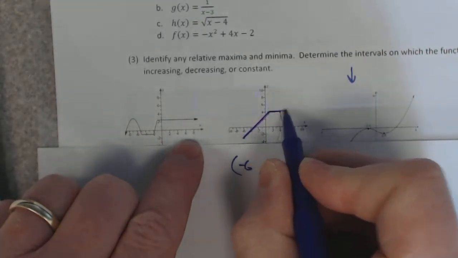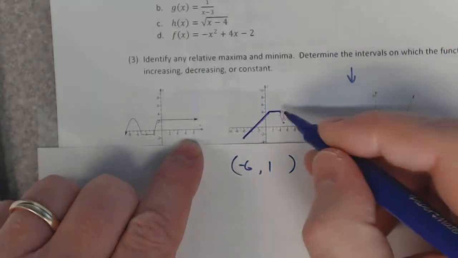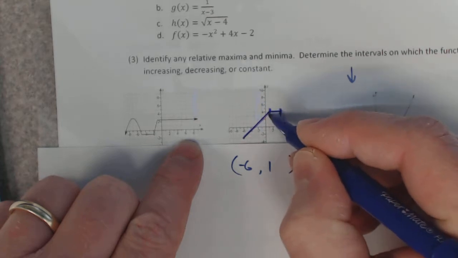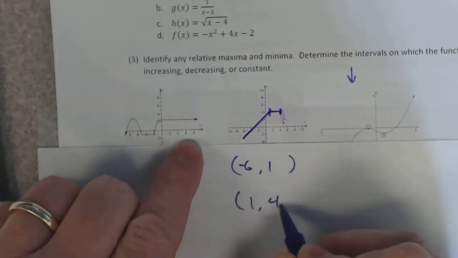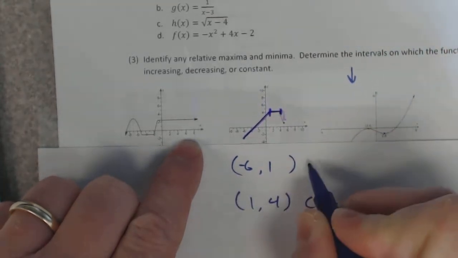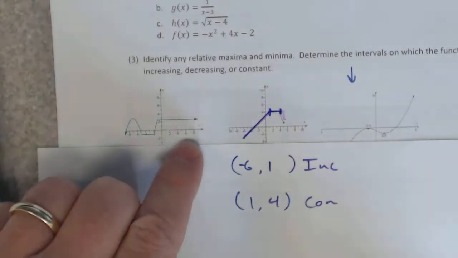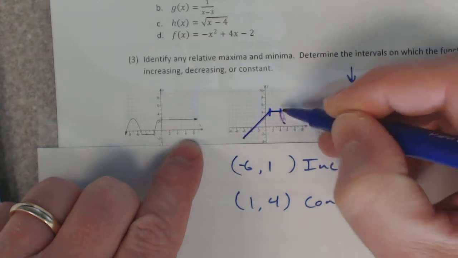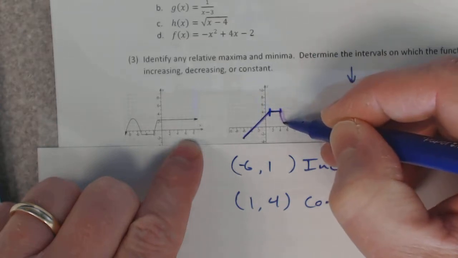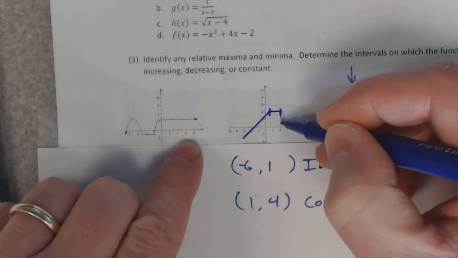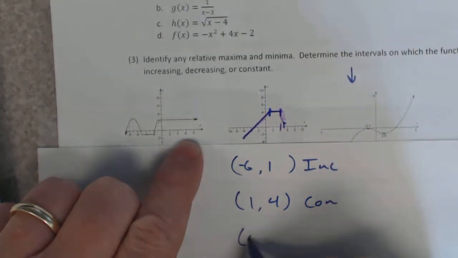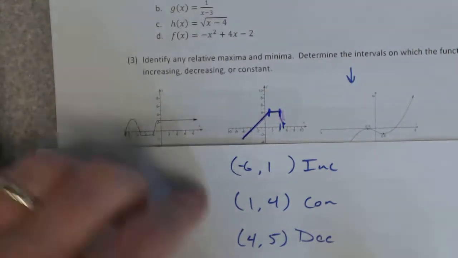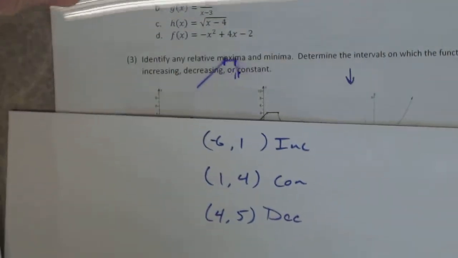Now from 1 to this value right here, which is at x equals 4, we're constant. That was increasing. Okay, now this one, if I keep on drawing, I'm going down. So from 4 to 5, I'm just using the x coordinates, right? From 4 to 5, we are decreasing.